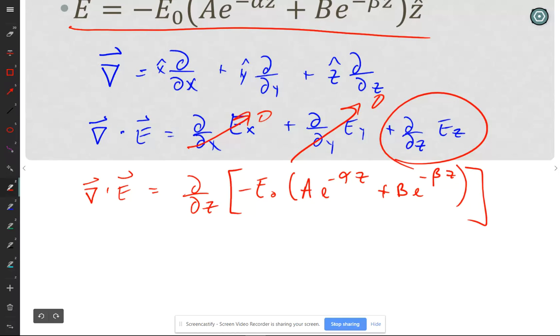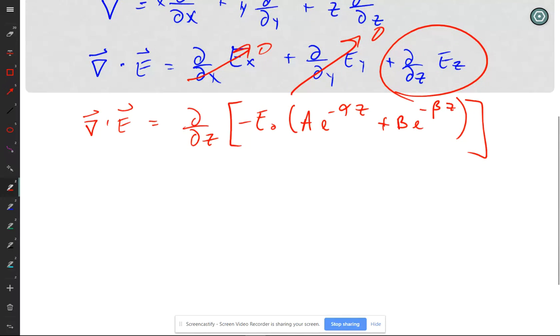So there's writing out the derivative I'm going to do. I haven't done any math yet, just wrote it out. Well, I did apply the dot product. So doing the derivative, E0 is a constant, so I can bring it out.